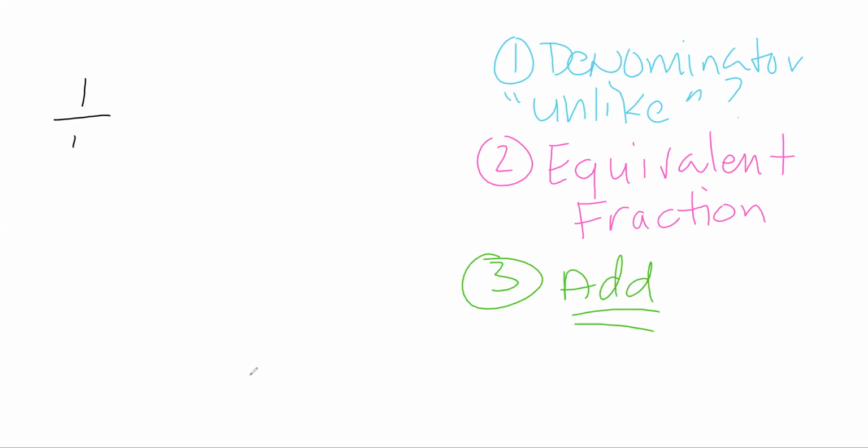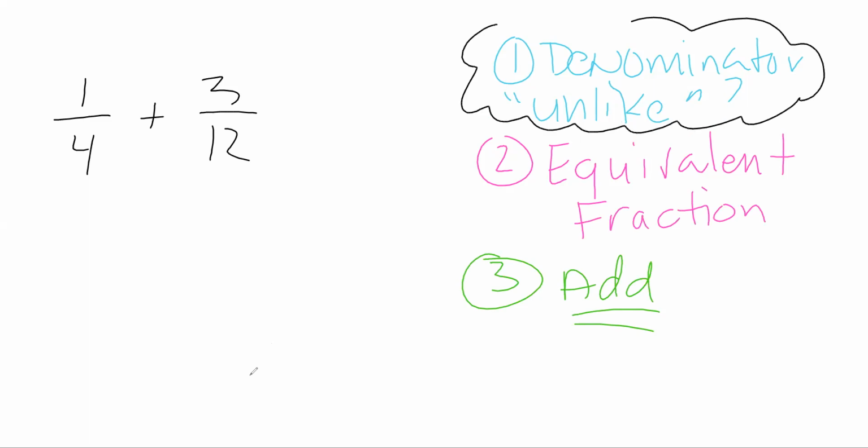Let's take 1/4 and let's add 3/12. All right, so here we go. First of all, are my denominators the same? And obviously they are not, so I can't just slide my denominator over and add my numerators. It won't work. So we're going to have to make an equivalent fraction. So we're going to have to make one of these fractions either out of 12 or the other one out of 4. So I'm going to make my two models.